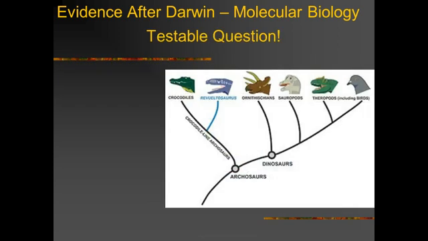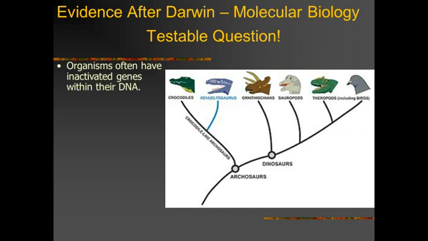Our testable question comes about from a couple ideas. First of all, our current model, based largely on fossil evidence, suggests that modern birds are direct descendants of some extinct dinosaur species, right? So here we have our modern birds, and from fossil evidence, it suggests that they evolved from the ancestors of some dinosaurs.